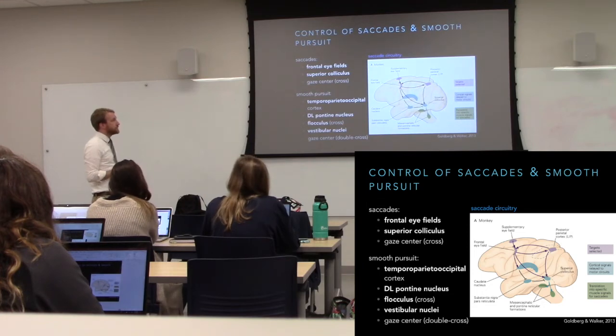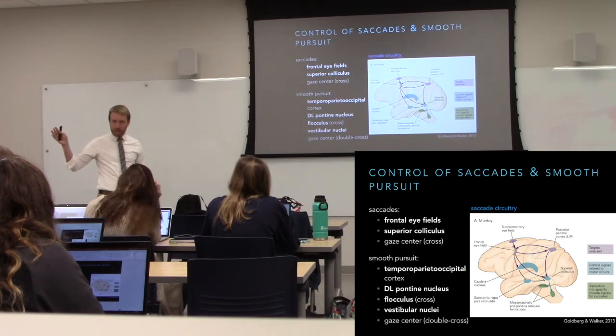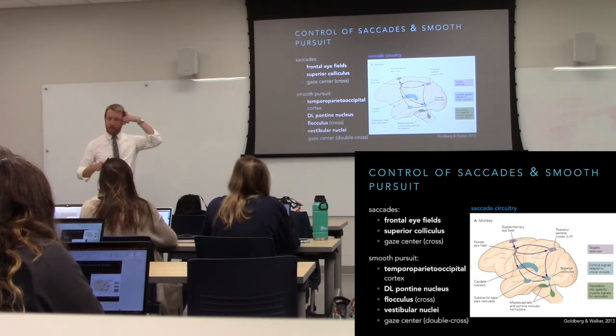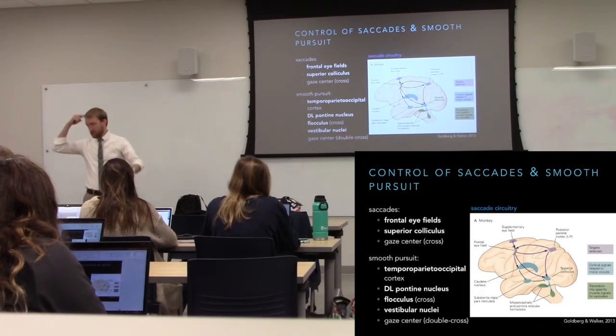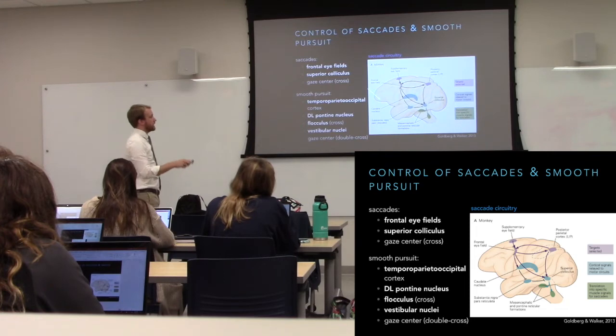For left-right gaze, saccadic movements are going to be contralateral. So if I want to look to the right, if I want to stimulate my right gaze center, it's all over here on my left. If I want to look left, it's the right. There's just a single cross. We're going to get a double cross down here for smooth pursuit. So slightly different circuitry here.